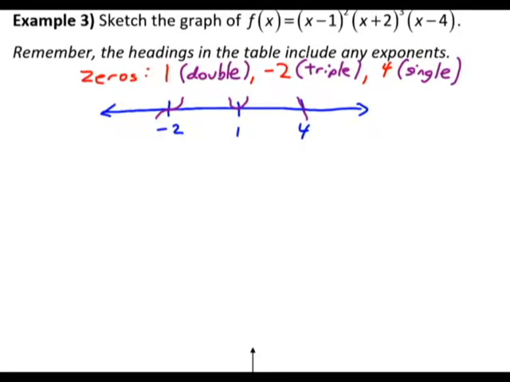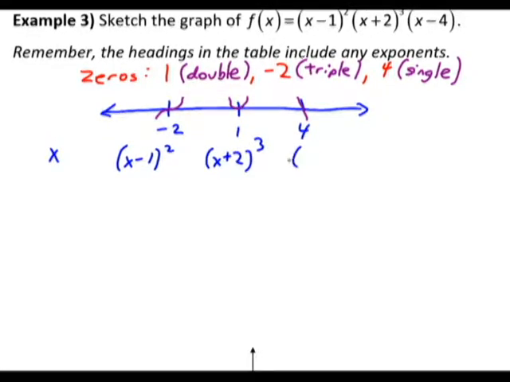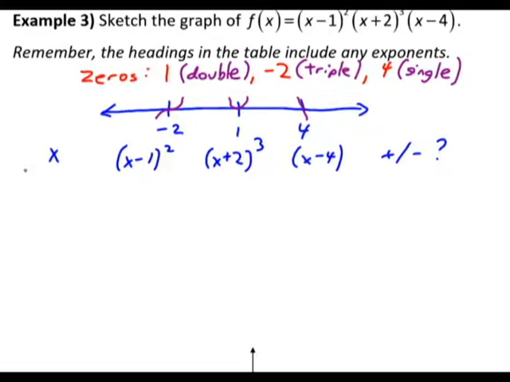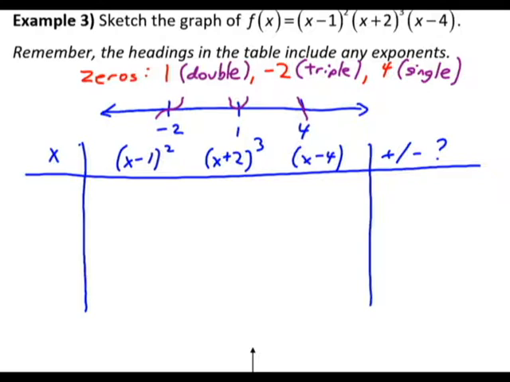Next, I'm going to draw my chart. Next, I'll pick my test numbers and fill in the easy column. And now I evaluate the positive and negative intervals. -3 plus 2 is -1. -1 cubed is still a negative number. -3 minus 4 is a negative number, and so the leftmost region will be positive.